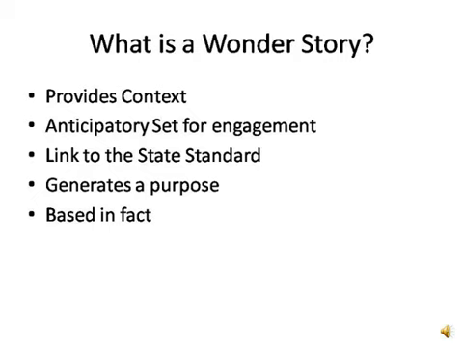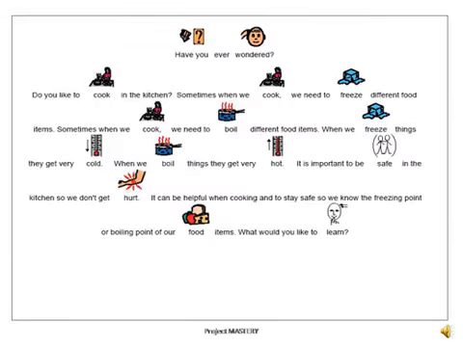Let's look at a sample story now. This is an example of a wonder story created for a chemistry science lesson on the physical properties of matter. Do you see how the story is adapted with picture symbols paired with key vocabulary?